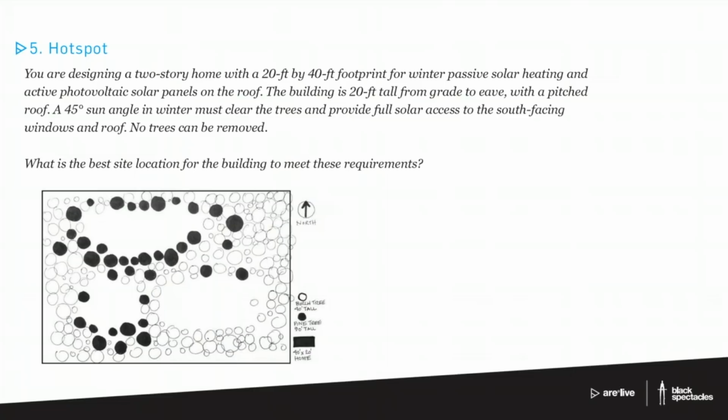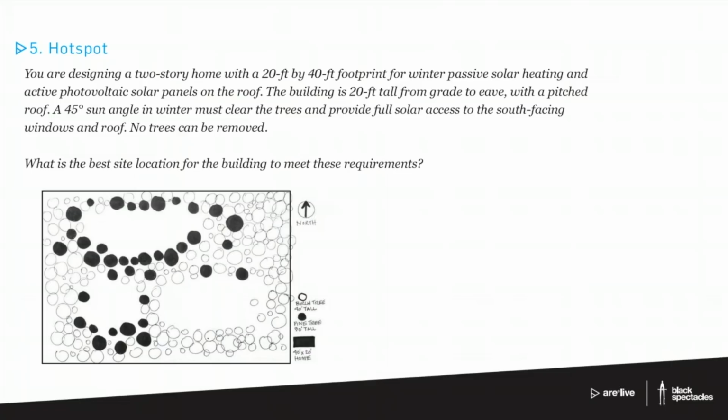You're designing a 2-story home with a 20-foot by 40-foot footprint for winter passive solar heating and active PV solar panels on the roof. The building is 20 feet tall from grade to eave with a pitched roof. A 45-degree sun angle in winter must clear the trees and provide full solar access to the south-facing windows and roof. No trees can be removed. Where is the best place to put this?